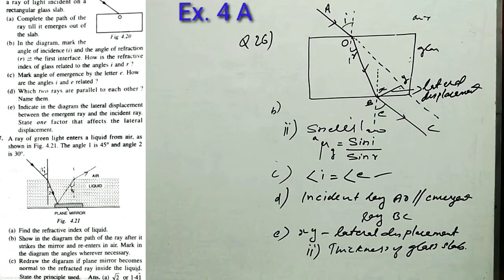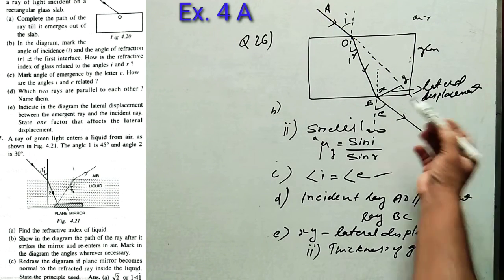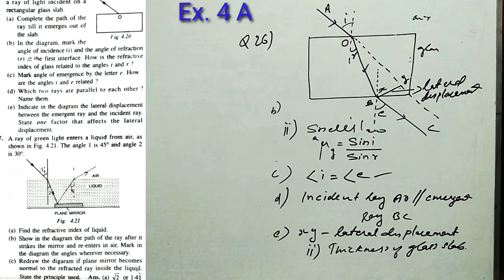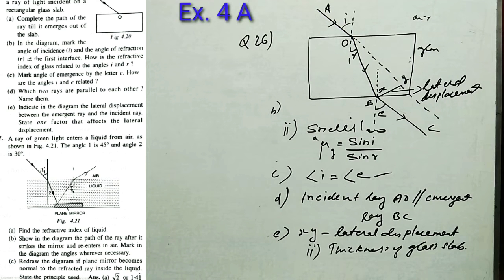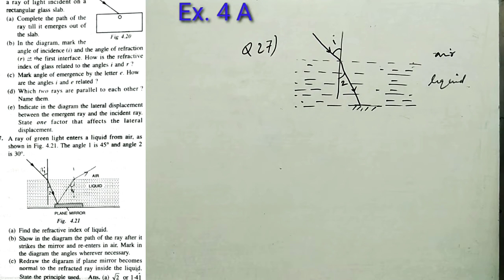Thickness of glass slab. Then color of the light, wavelength of the light. Then what else? The angle of incidence. Okay. So these are the factors affecting the lateral displacement. We have been asked to write only one factor, that is thickness of the glass slab. So that part is over. Clear? Okay. Now moving on to question number 27.